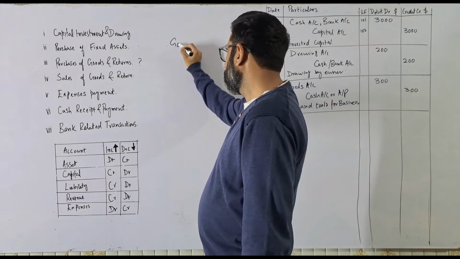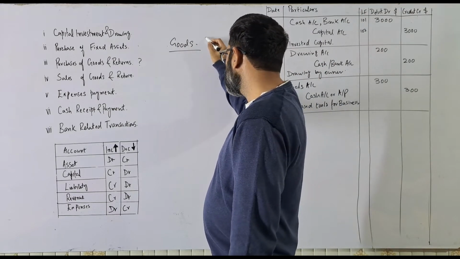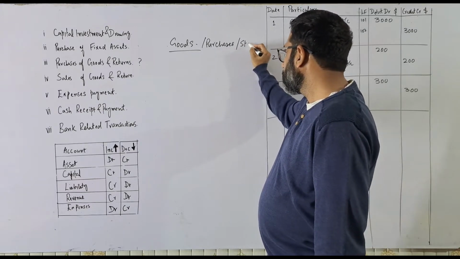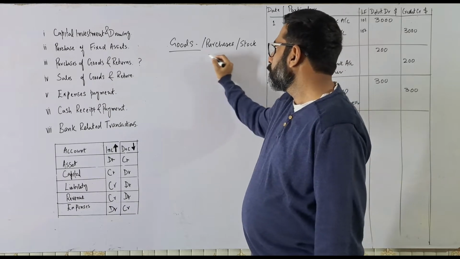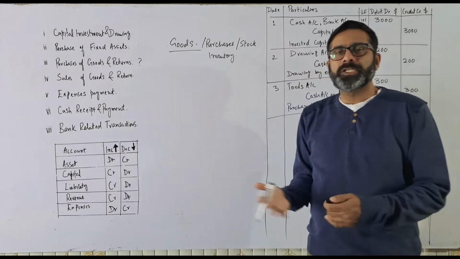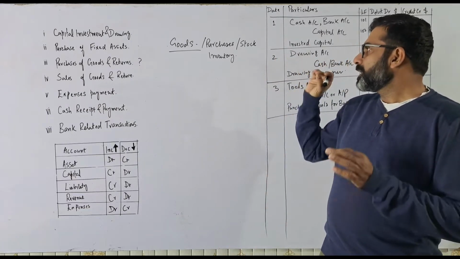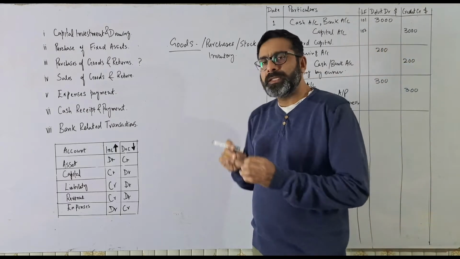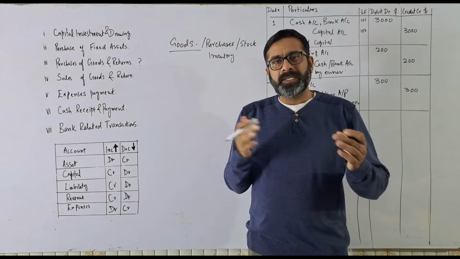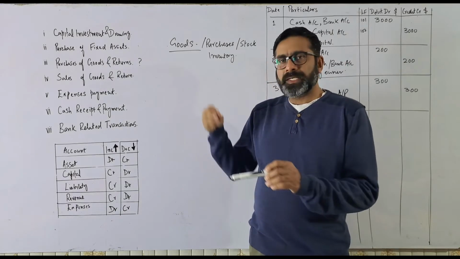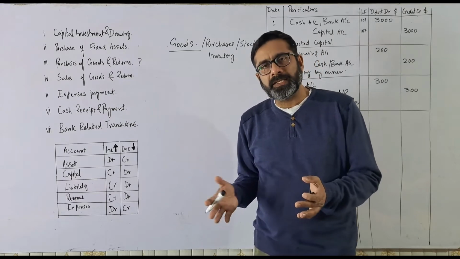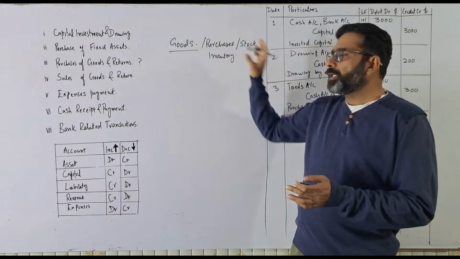Now, we should understand the concept of the goods, the concept of the purchases, the concept of the stock, also called the inventory. These terms can be used interchangeably. So purchases, stock, inventory, goods, that is the same thing. Anything the business is purchasing with the purpose of reselling it, either immediately, or they may process it, make some finished goods from it and sell it, will be called the goods or the purchases.